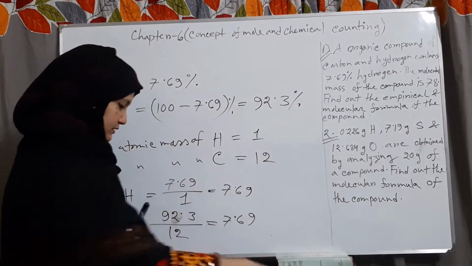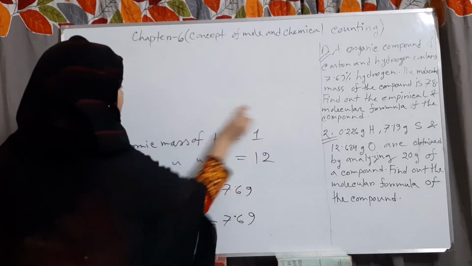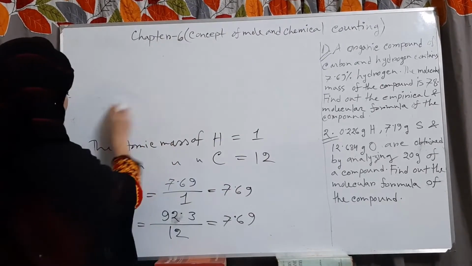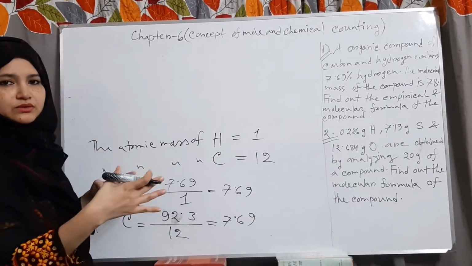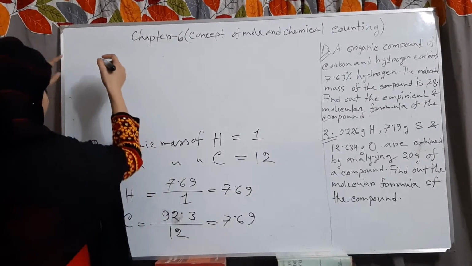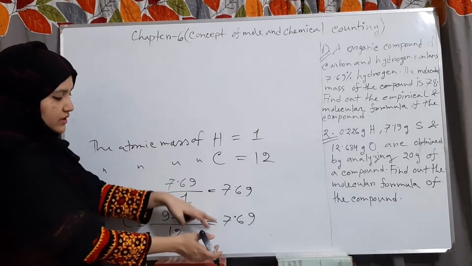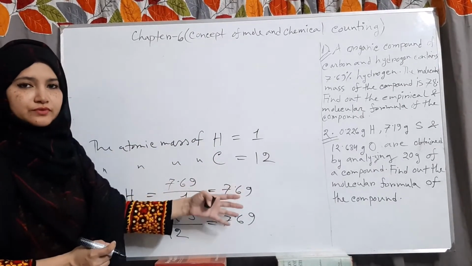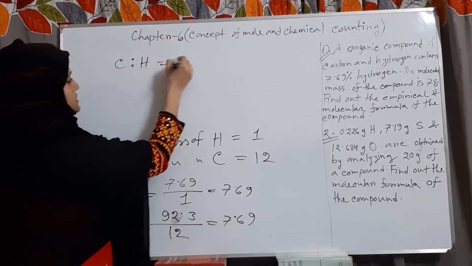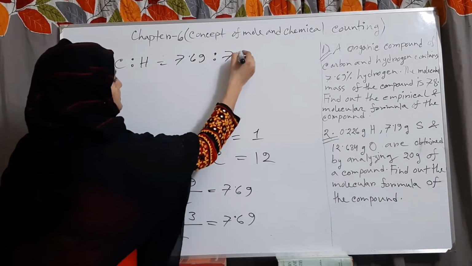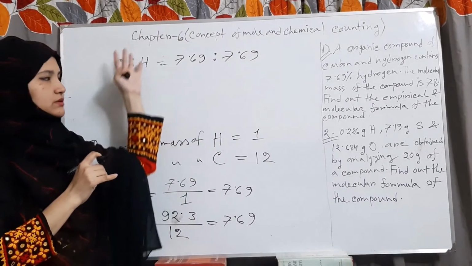I hope you were writing with me. Then we get the ratio of the numbers of the different elements. We can write carbon is to hydrogen is equal to 7.69 is to 7.69. This is the actual ratio.